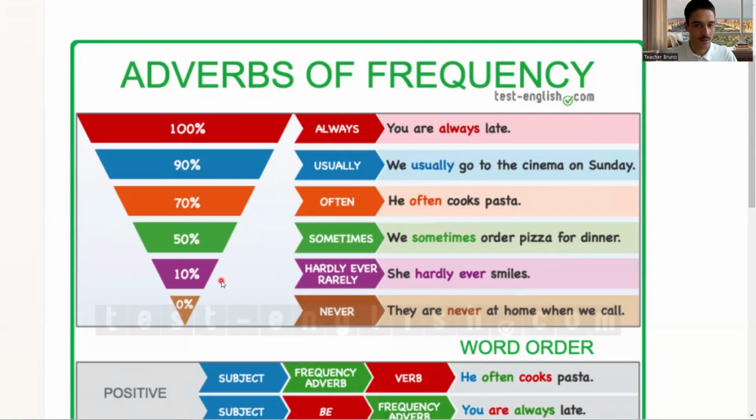Not frequent. She hardly ever smiles. She rarely smiles. She is the subject, hardly ever, rarely. This is the adverb, and smiles, that's the action. Cooks, order, go. Those are the actions. And never represents 0%.